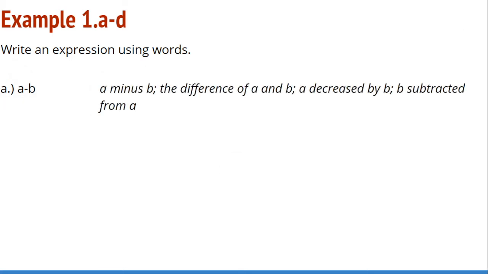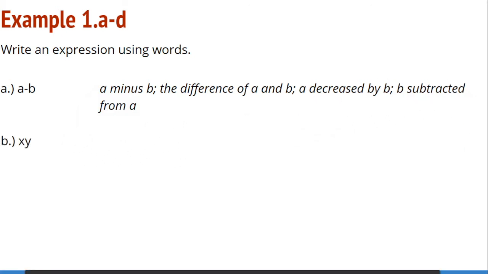So here are a couple of other ways you could write this. So we have A minus B. We can say the difference of A and B, so A minus B. Notice the order in which these are written matches with the algebraic expression. We have A decreased by B. So I have A and I am going to decrease it by an amount. That amount is B. And we also have B subtracted from A. I have A and I'm going to take away an amount, which is B.